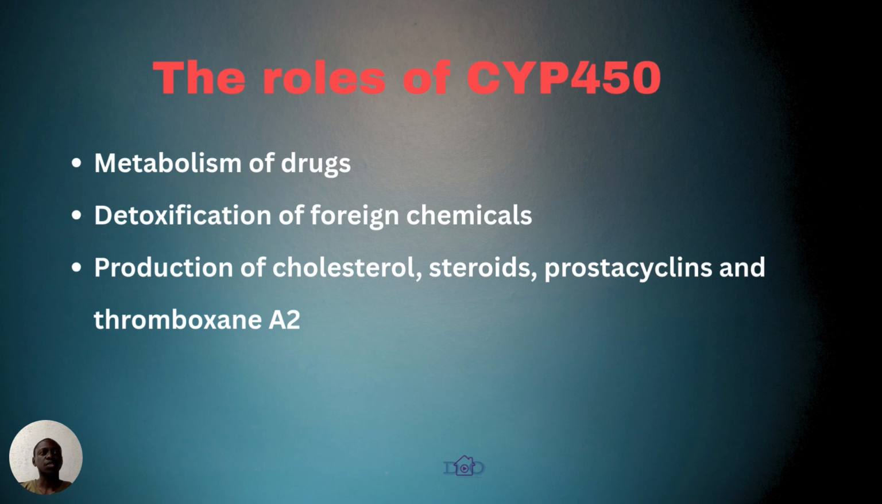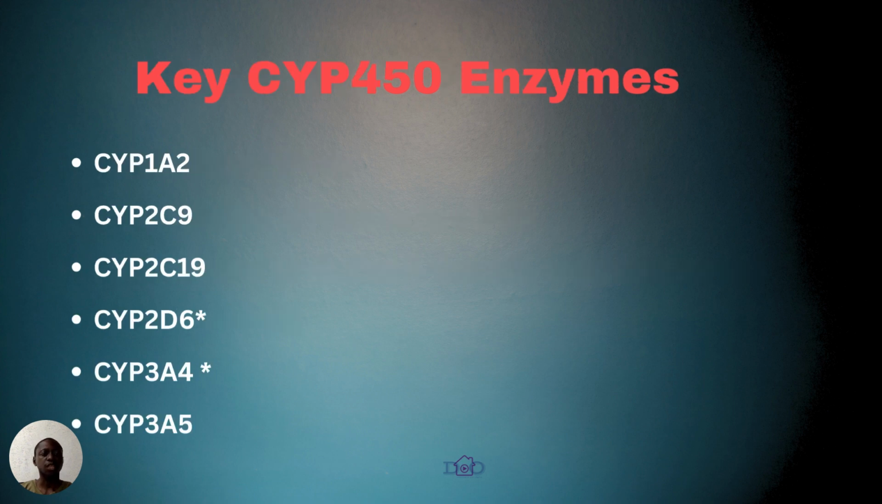And even among those enzymes, we have 6 major categories which are just highlighted. From cytochrome 1A2 to cytochrome 3A5, these are the 6 major cytochrome enzymes that play a role in the metabolism of drugs and xenobiotics. And even among these 6, we have 2 major ones which I have starred on this slide: cytochrome 2D6 and cytochrome 3A4. They are the major enzymes even among this big family of enzymes. So we can take note of that.